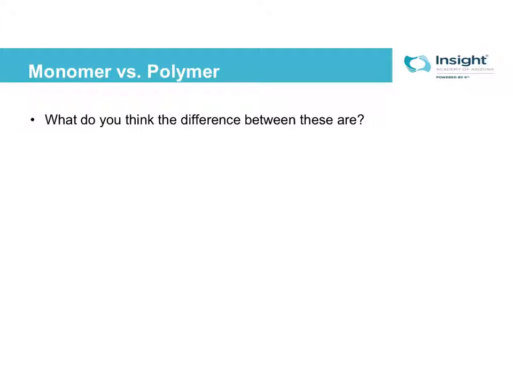So first I want to go over some key vocab, the terms monomer versus polymer. So just kind of look these words over. What do they make you think of? Especially if you focus in on their prefixes, mono and poly. All right, hopefully you are coming up with the idea that mono means one, poly means many.